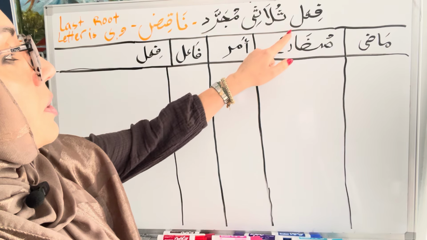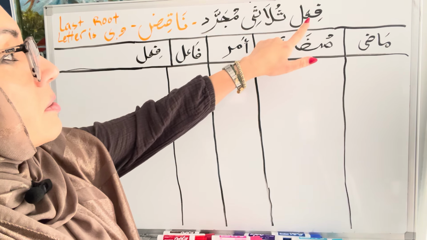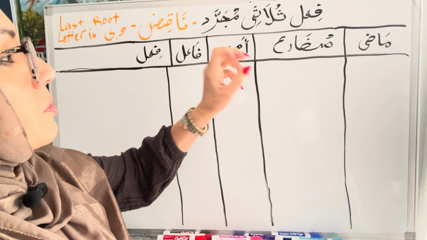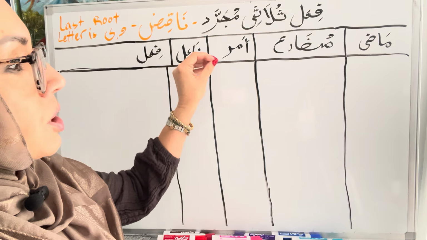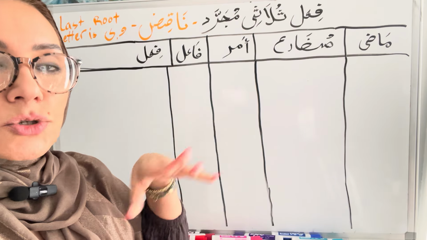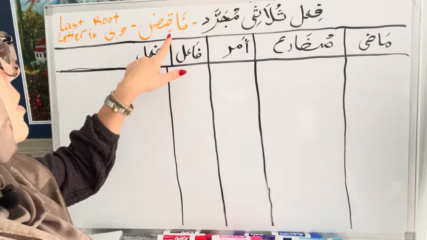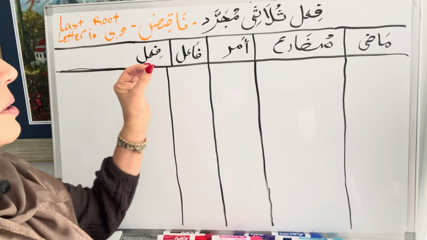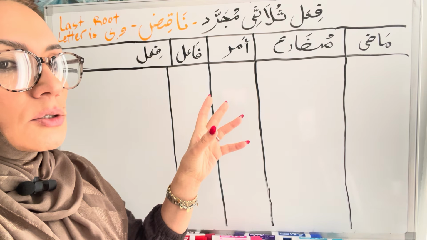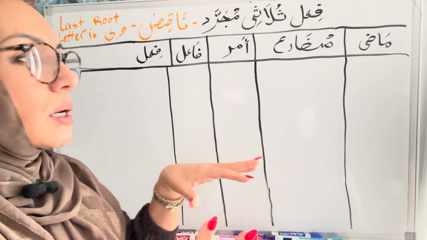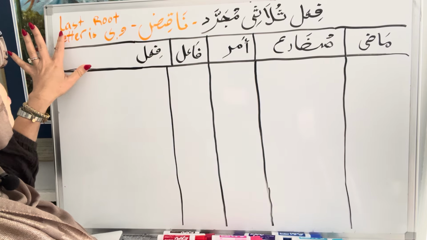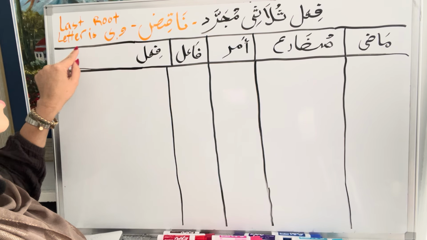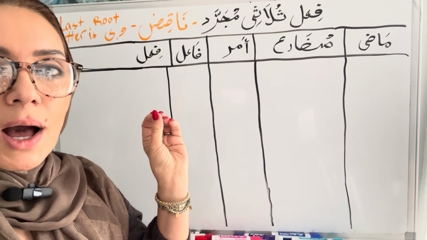So we're still talking about fi'l thulathi mujarrad, meaning this is the verb that has three root letters, and it's mujarrad, meaning that nothing else is added to it, so it's just as is. And then we have the new term here, naqis, meaning it's incomplete. So naqis means something that is not complete. What that means is that the last root letter is either waw or ya.